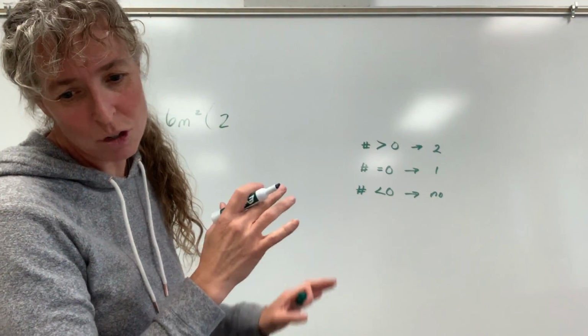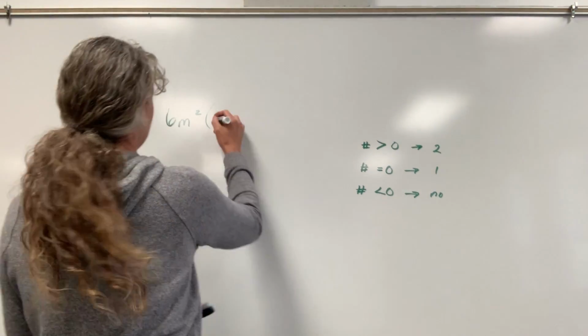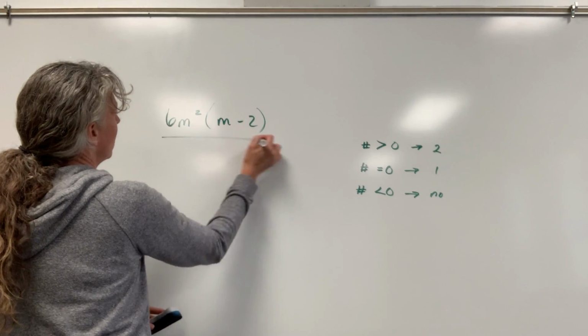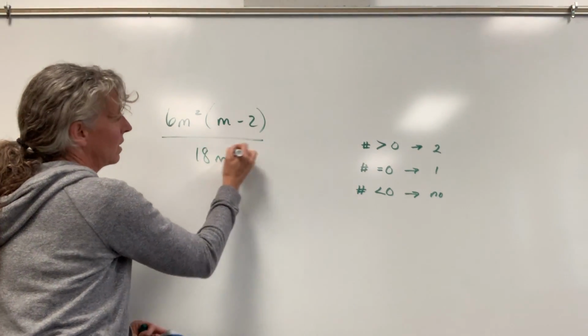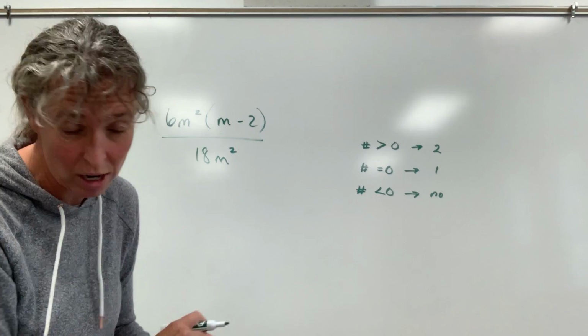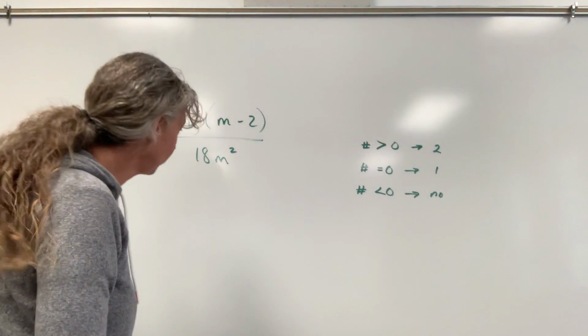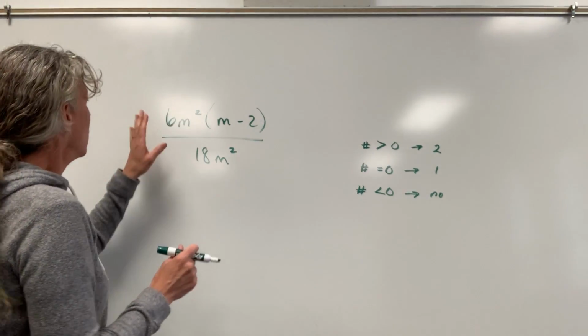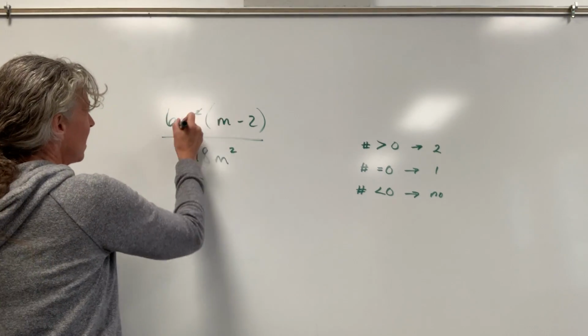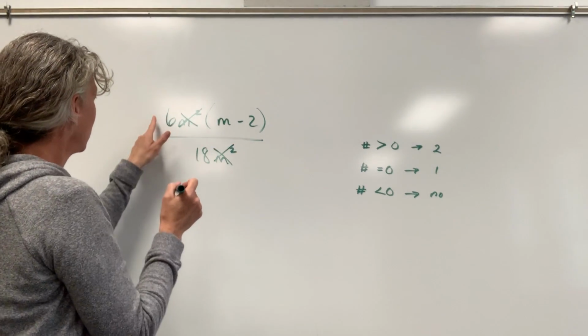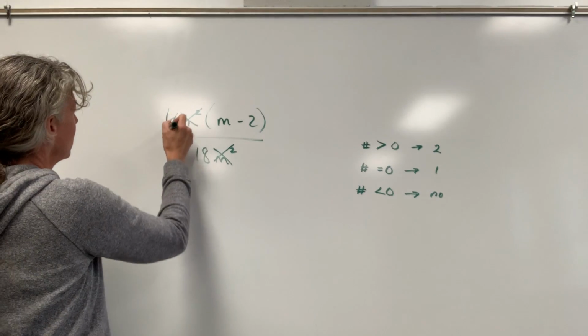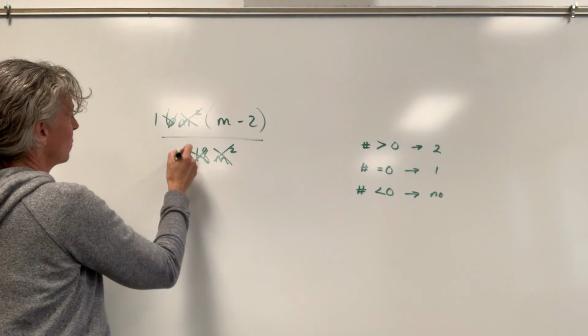I'm just trying to get back to where we were. I think we're at m-2 here, and I think here we still had 18m squared. I think that's where we were when the last video shut off. We had already canceled out the m squares, and we reduced 6 over 18 to 1/3. I'm pretty sure that's where we were.